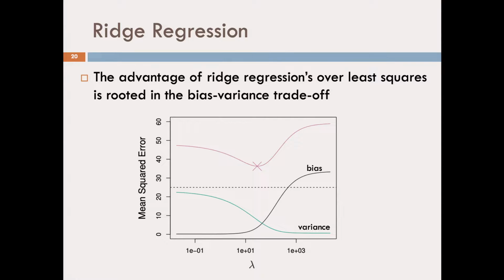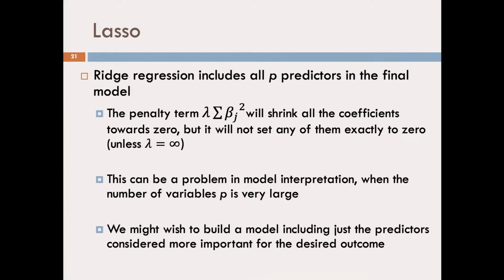So this is ridge regression. Okay. Now the lasso regression is a good model if I want to select features. Because as I was saying, the ridge regression includes all the predictors in the final model. They may be very close to zero, but they are never zero. So this penalty term here will shrink all the coefficients toward zero, but will not set any one of them exactly to zero, okay? Unless of course lambda is infinite, but we will never set it to infinite, okay?